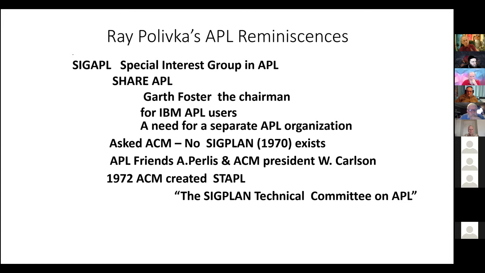And so we got together. And by 1972, ACM came back and said, okay, you APLers, you can have a STAPL. What the heck is STAPL? Well, that stood for SIGPLAN Technical Committee on APL. Now, come on, we're not going to use that term. We just said we're SIG APL. And that's how SIG APL came about. The role of SIG APL then was twofold. One was to produce conferences, hopefully annually, and the other one was to produce information documentation, which came out as Quote Quad.